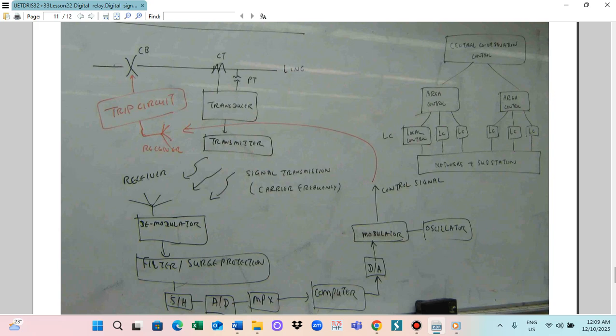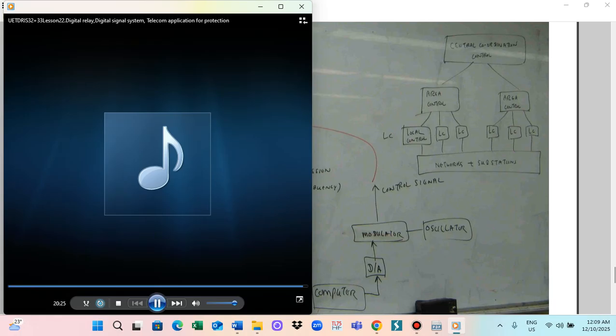And then network substations are located at the bottom. So at the bottom will be the network and substations. This is a very large system. But here there will be only the local control and the area control. Very large power system network. In this case we use it like this.